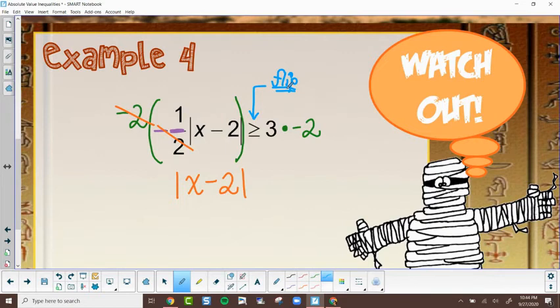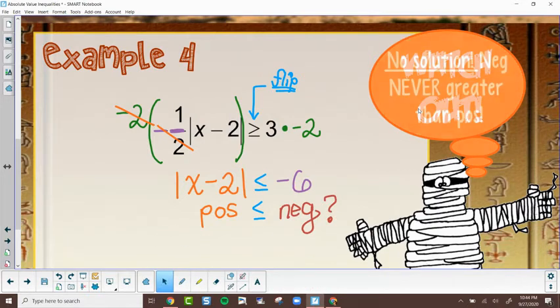That's an old Algebra 1 skill. We haven't seen that in a while. So instead of that way, I'm going to go this way. And then I have 3 times negative 2 is negative 6. Interesting. I now have a positive number because its absolute value is less than or equal to a negative number. I'm sorry, that's silly. So this type of situation is a no solution.